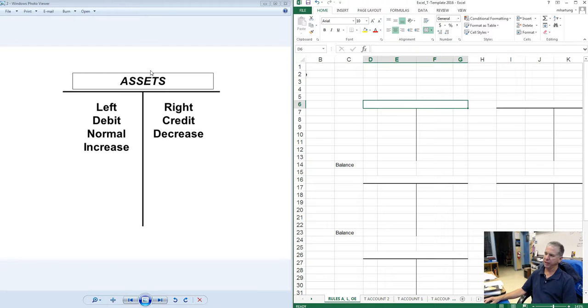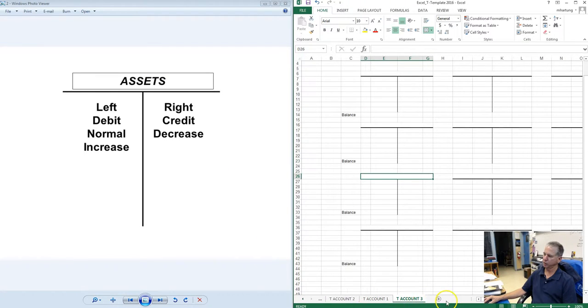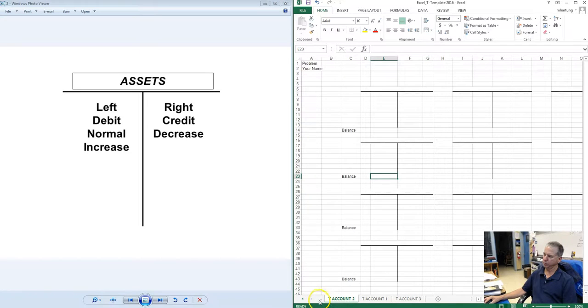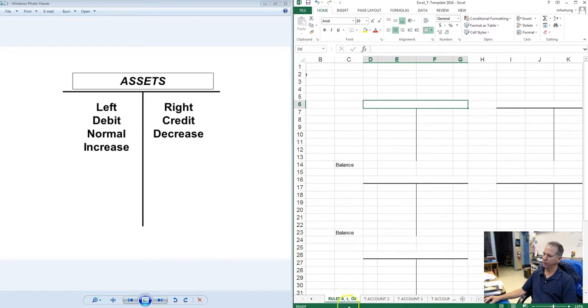And so once you have that done, let's first click on, notice there's multiple sheets. So let's go ahead and click on Rules of Asset Liability Owner's Equity, and I've got that there just abbreviated, Rules of A, L, and OE. And so what we'll do is go ahead and key in those rules so that you'll have those as a reference, well, throughout the rest of this quarter. So first up, let's talk about assets.